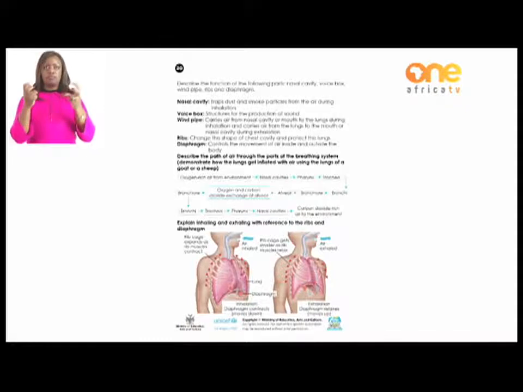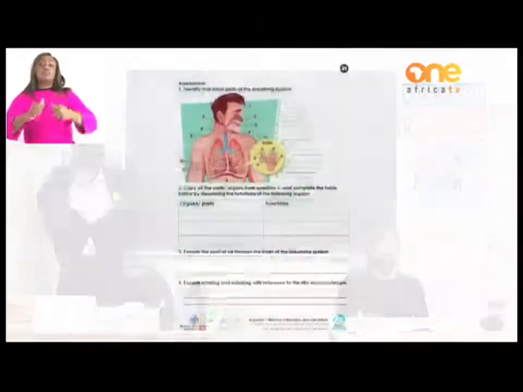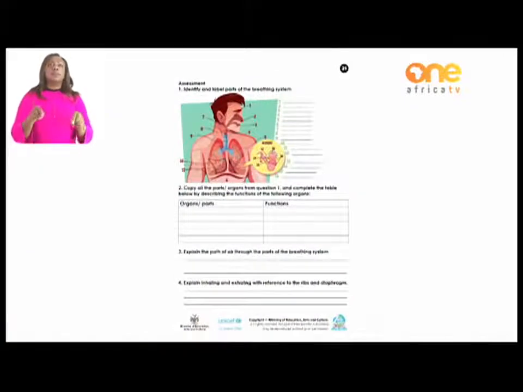So now we are moving to page 21, the assessment part. What do we want you to do to test your understanding? We want you to identify and label parts of the breathing system. We have them numbered 1 up to 16. We have looked at them already, all of them. We want you now to say, number 1, what is it? Number 2, what is it? Until number 16. That's question 1.